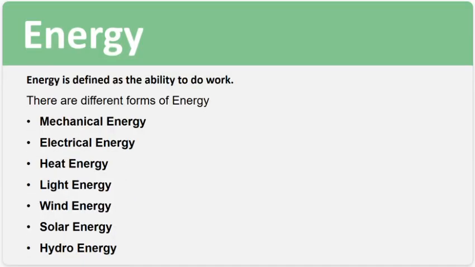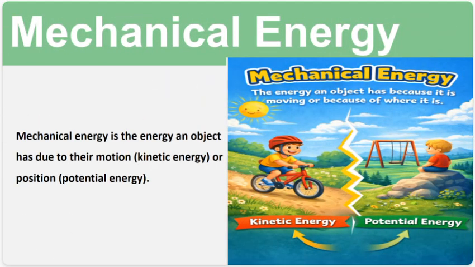Energy is the ability to do work. There are different forms of energy: mechanical energy, electrical energy, heat energy, light energy, wind energy, solar energy, and hydro energy. Mechanical energy is the energy an object has due to its motion, called kinetic energy, or its position, called potential energy.